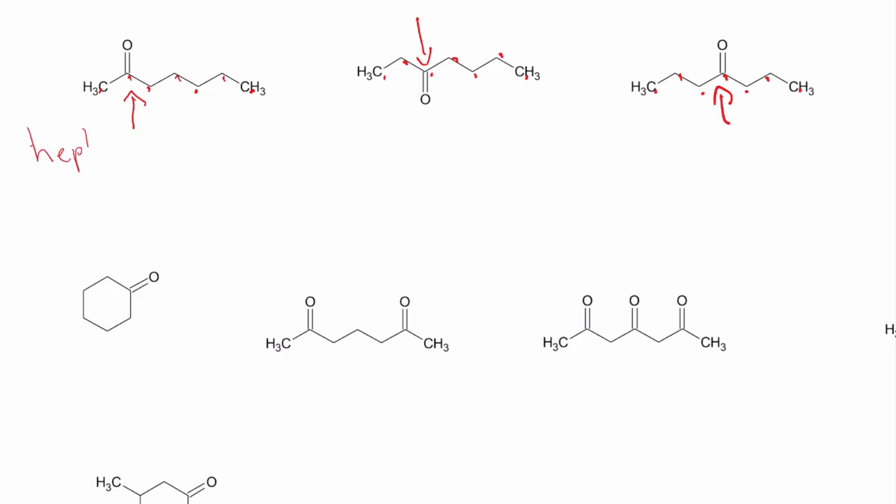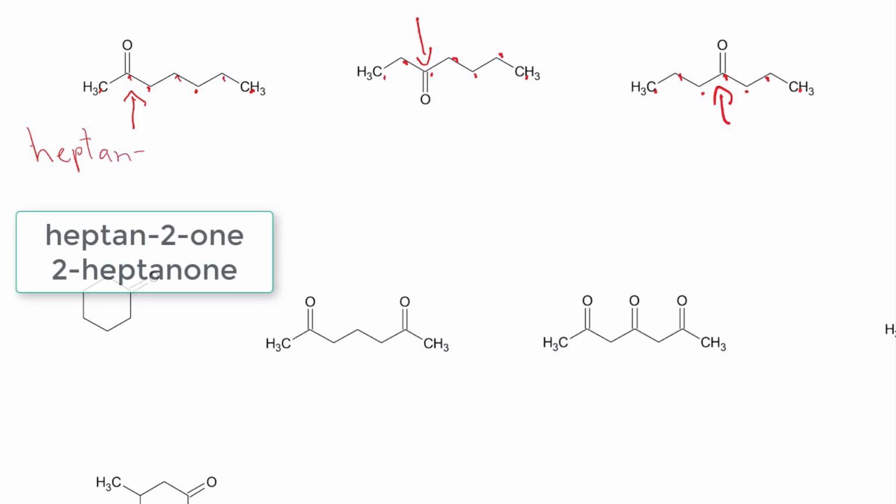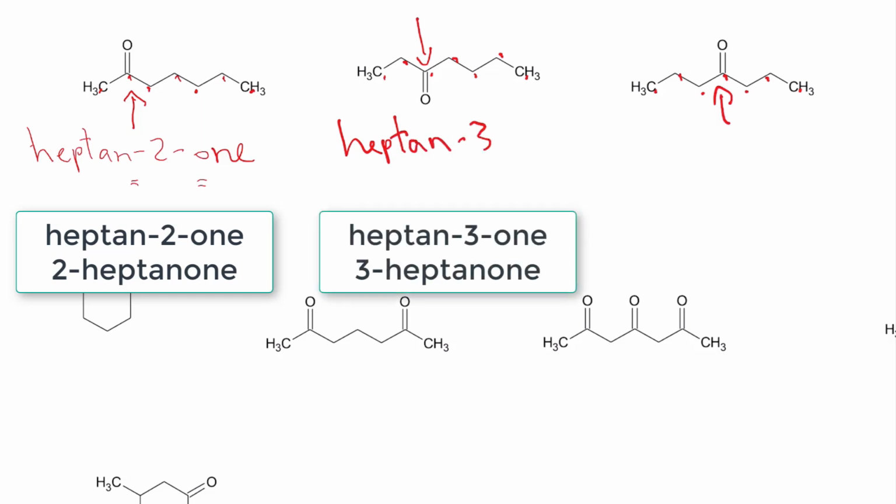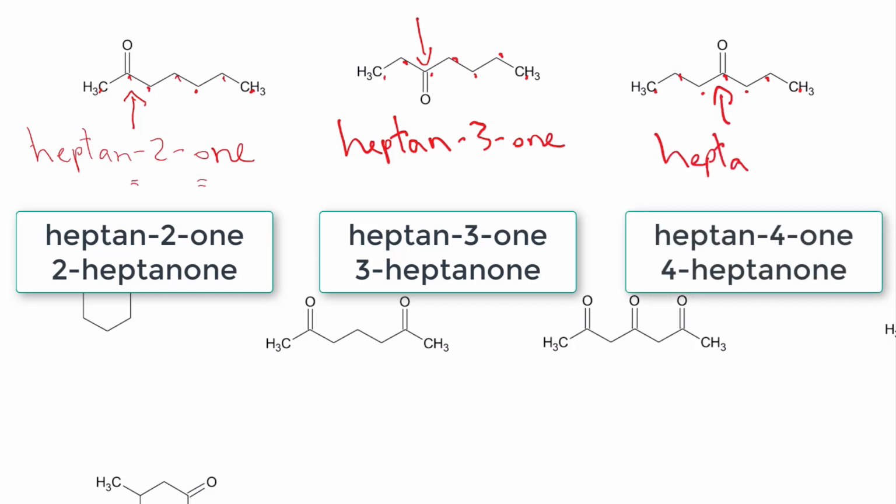So I'm going to call this a heptan 2-one. Note that I dropped the E here because we're starting the next part here with one, so I can drop the E. This is a heptan 3-one, and this is a heptan 4-one. So remember, the positioning is quite important to this naming.